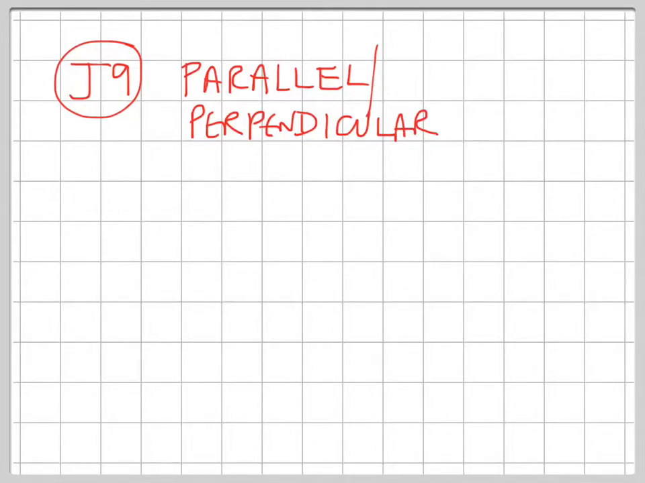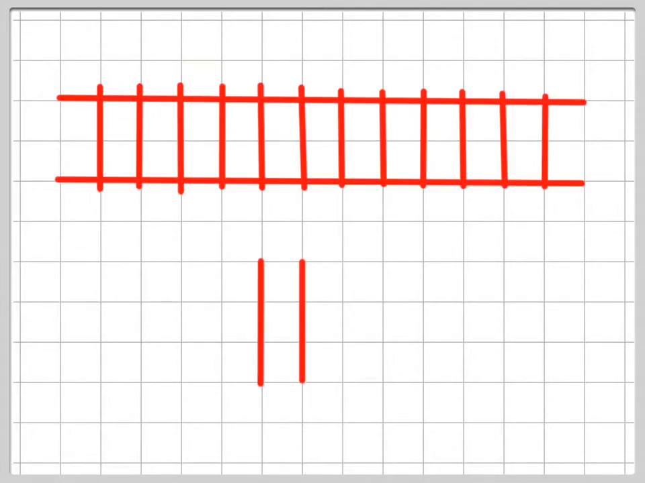Video J9 explains the difference between parallel and perpendicular lines. When we think of parallel lines, they come in pairs, and we often think of train tracks. Along this train track here, you have one line here, horizontally, which is parallel to the one at the bottom. They're the same distance apart all the way along, otherwise the train would come off the tracks.